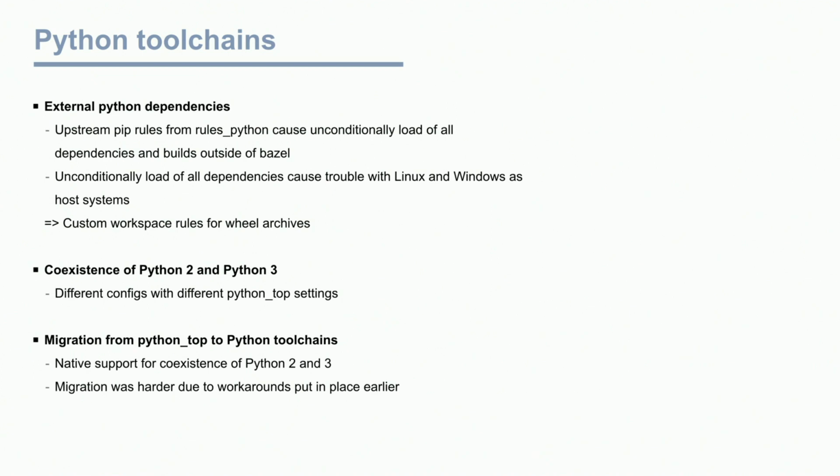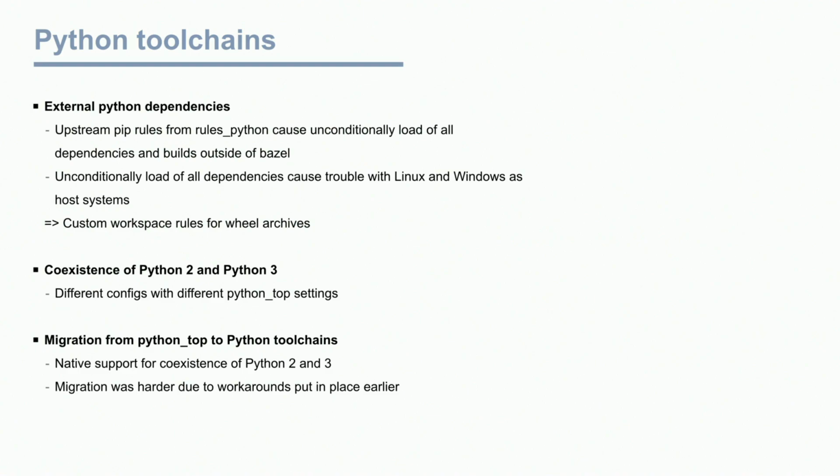Means we started with the upstream pip rules from the rules_python repository, which unconditionally load all the dependencies you have declared there, even if you don't need them, which is okay-ish, I would say, as long as you don't have platform-specific wheels and you're developing on Linux and on Windows, because then it starts failing. If you run your build on Windows and you have a platform wheel that's only compatible with Linux, it broke the workspace rules all the time.